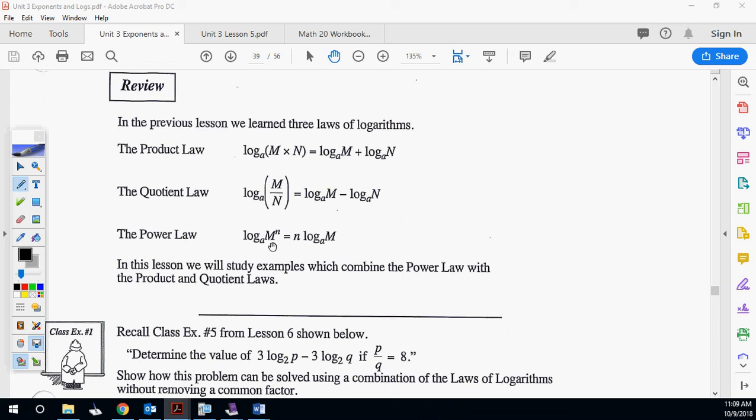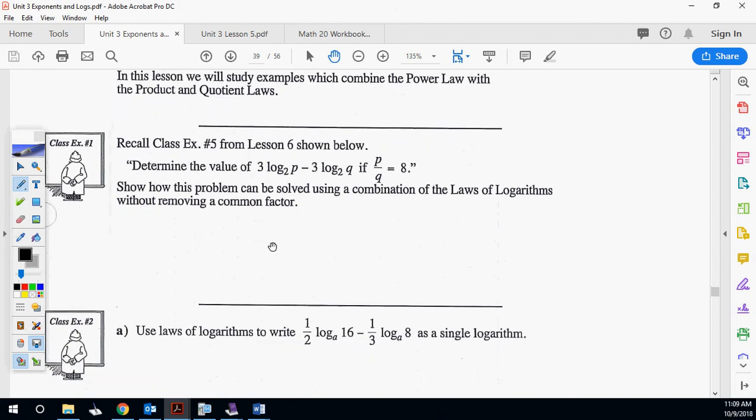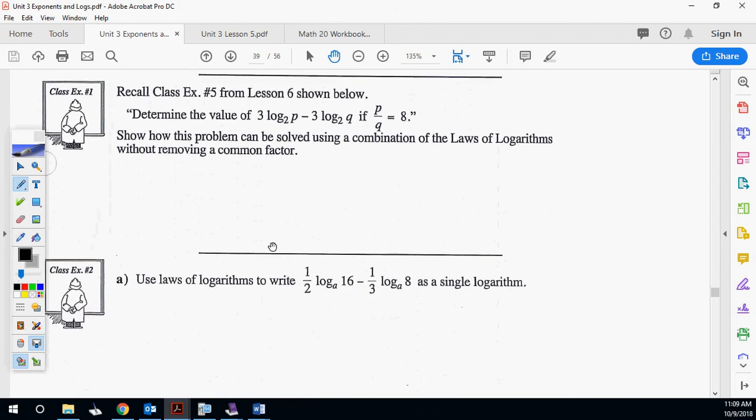So again, review the product, quotient, and power laws. Don't have to review those too much, we just did those. Product means addition. Quotient means subtraction. Power law, bring the exponent down in front. Okay. We did this example in our lesson 6 just shortly.